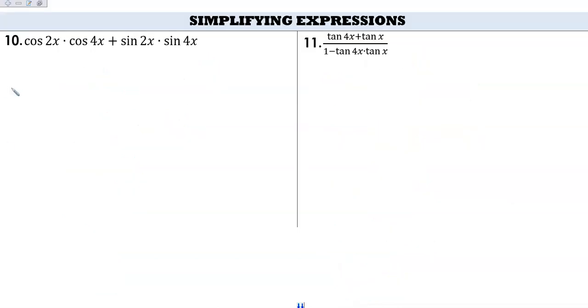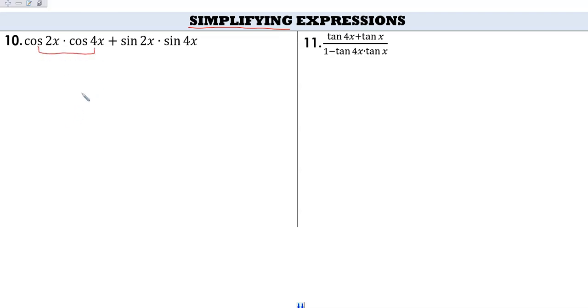Okay? And let's take a look at number 10. Now, all we're doing here is simplifying. We are not trying to find an exact value because we have x's in our angle measures. We can't find an exact value. So, again, keep it super simple.